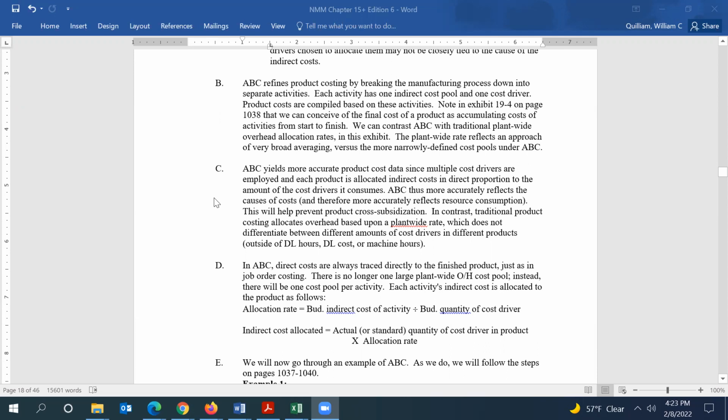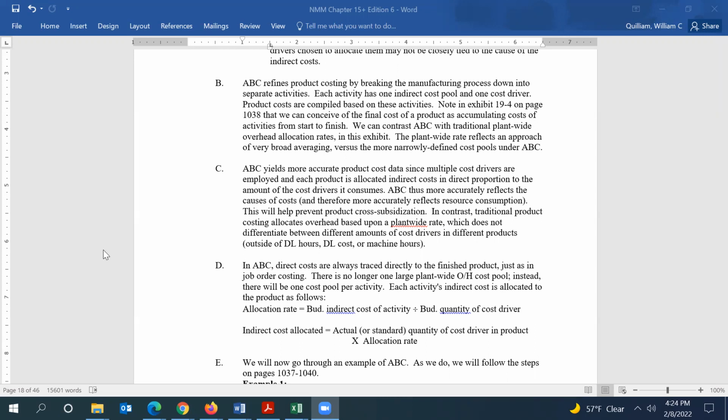Well, in contrast, traditional product costing allocates overhead based upon a plant-wide rate, which does not differentiate between different amounts of cost drivers in different products. It uses the traditional cost drivers of direct labor hours, direct labor costs, or machine hours. Now, in D, as we allocate overhead, it's going to be really familiar. The only difference is we're just going to allocate it from each activity.